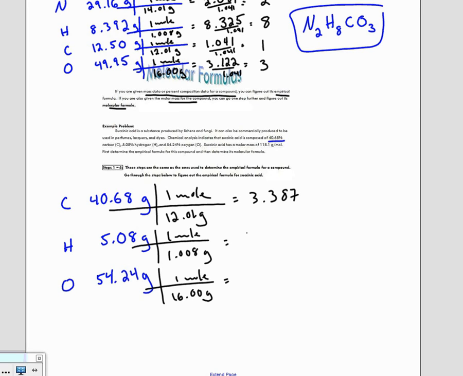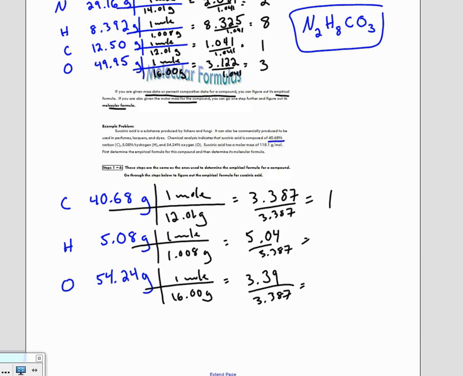5.08 divided by 1.008. Again, this one, remember, I can keep 3 sig figs. 5.04. And then last one, 54.24 divided by 16. 3.39. So percent to mass, mass to mole, divide by smallest. It's close. Carbon and oxygen are almost the same, but carbon is just a little bit smaller. So I know this is going to be 1.